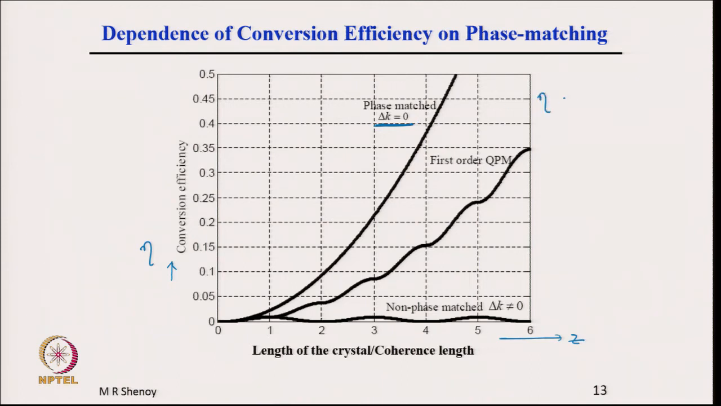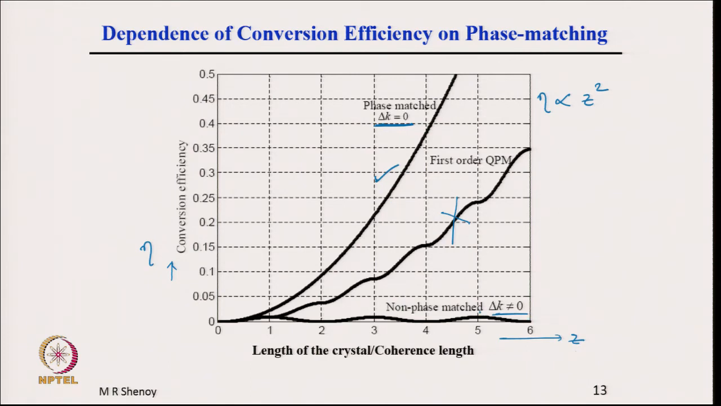So, eta is proportional to z square. If delta k is not equal to 0, forget about this curve at the moment. This is when delta k is equal to 0, that is, perfectly phase matched interaction. If delta k is not equal to 0, then conversion efficiency will go on oscillating because of the sinc square term. So, we see that it oscillates, but never builds up. The conversion efficiency does not increase with the length of interaction, but simply oscillates.